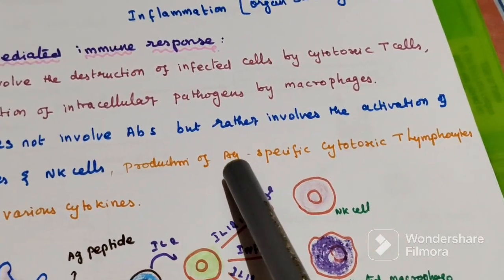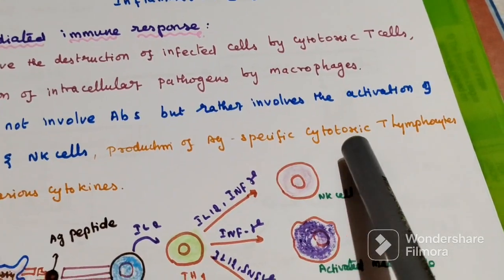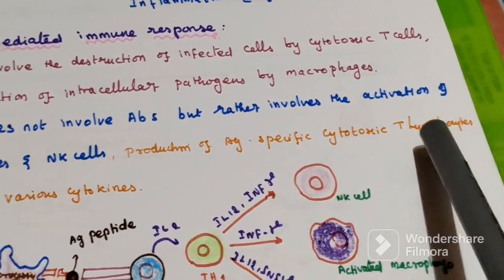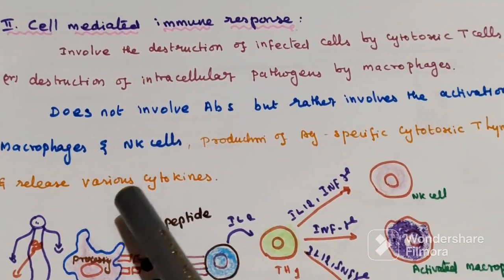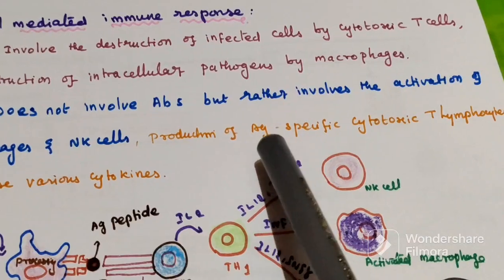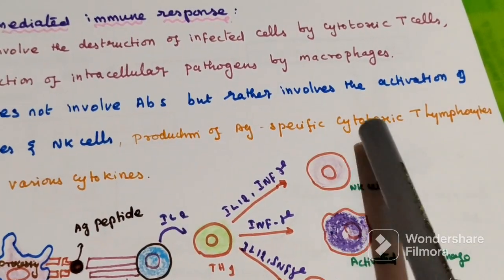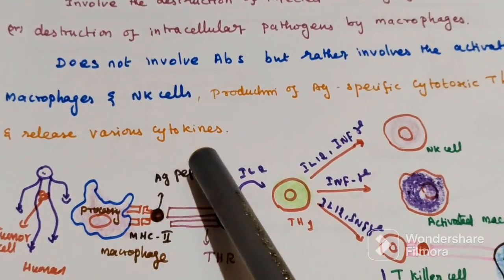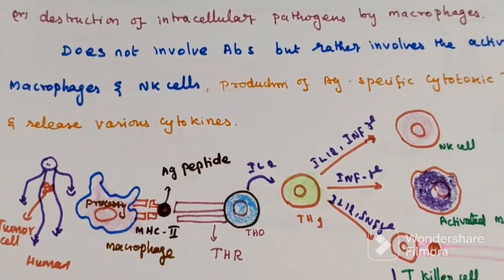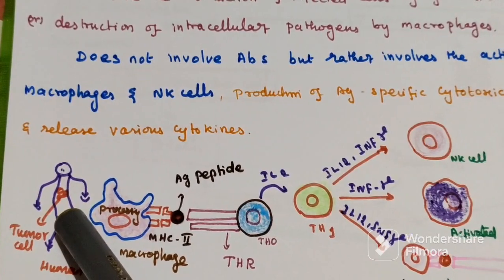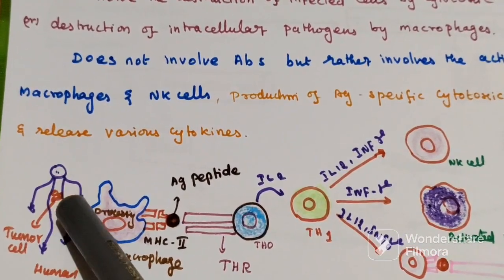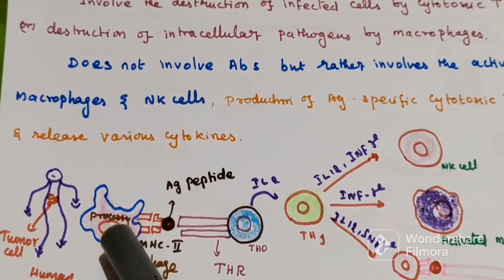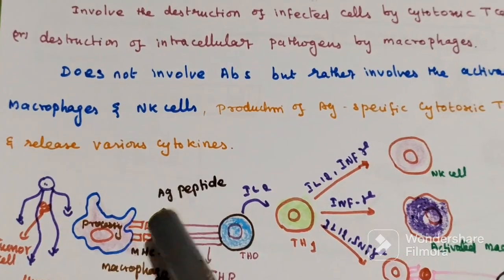Here production of antigen specific cytotoxic T lymphocytes and release of various cytokines. Here the foreign particles are in our body, not from outside. Here cancer cell, macrophages inhale. Now that process will start.